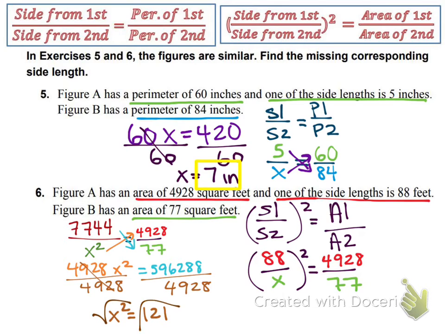So not dividing by 2. It's not the same thing. Take the square root. You're trying to figure out what times itself is 121. 11. So 11, and we'd say feet. No, good question. It's a length. We just found a side length.